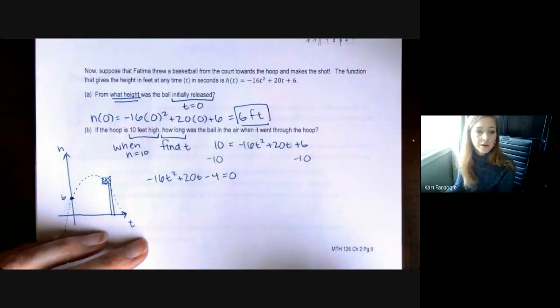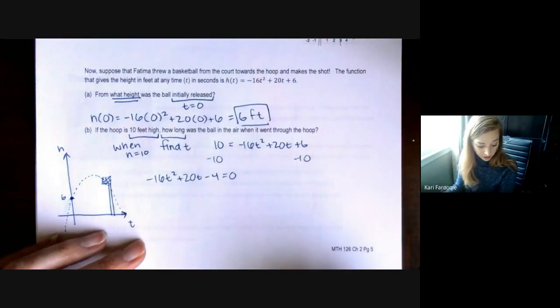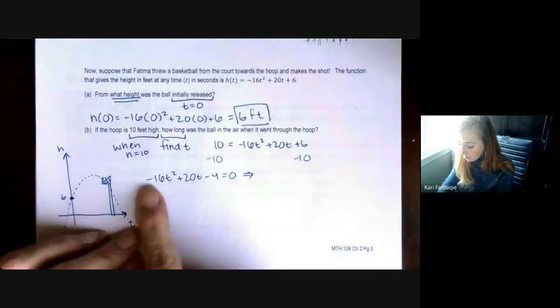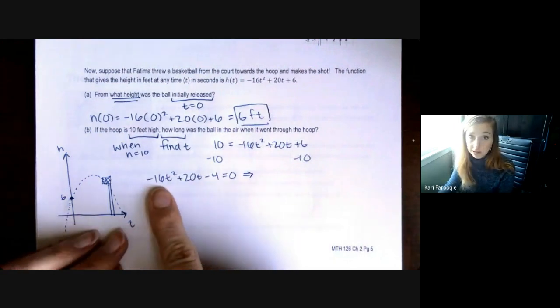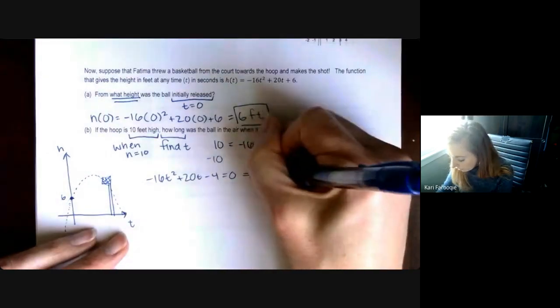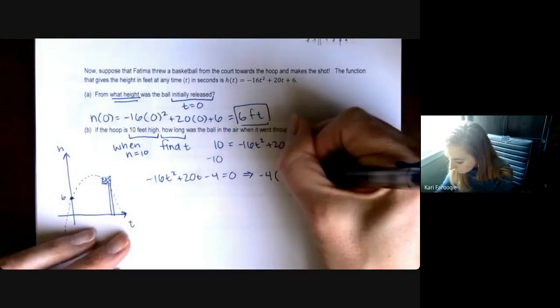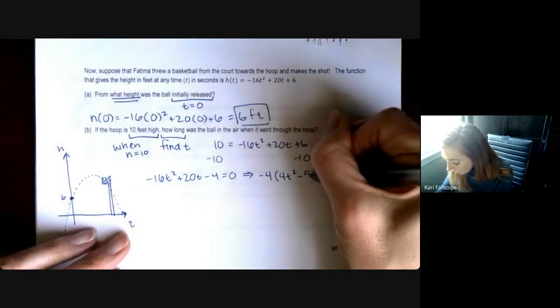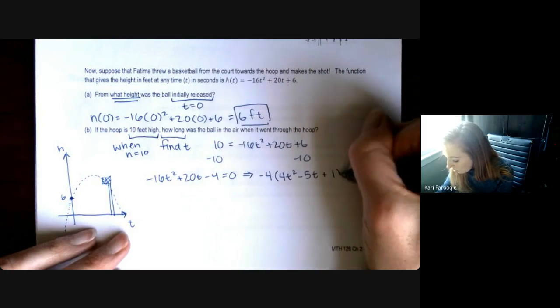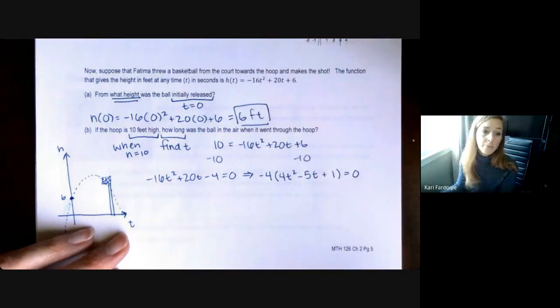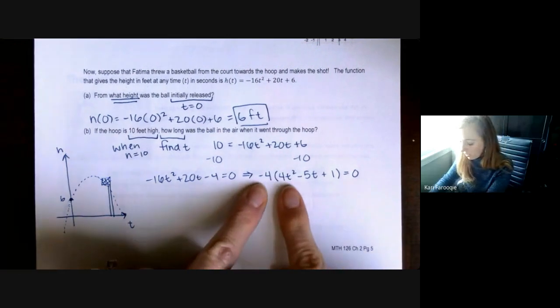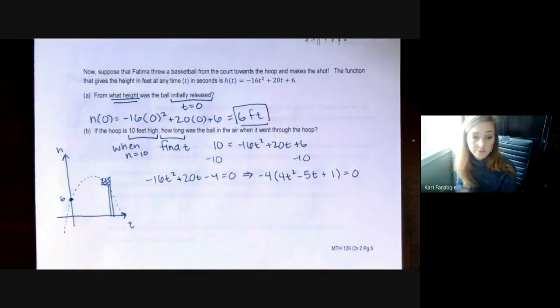Now, if I can solve this by factoring, that's what I'm going to do. So the first thing I'm going to do to this equation is factor out a negative 4. I don't like my lead coefficient to be negative, and it's negative 16 right now. So I'm going to take the negative 4 out since it's common in all three terms. That's going to leave me with positive 4t squared minus 5t plus 1 equals 0. Double check this. Make sure if you distribute it back in, you get exactly what you started with. And we do.